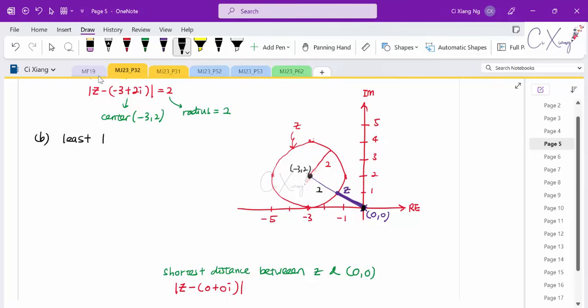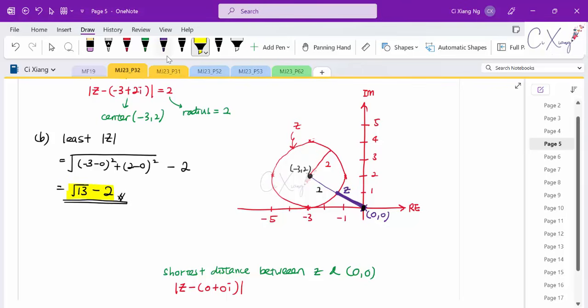So the least value of z will be equal to the distance between -3, 2 and 0, 0. So it should be the square root of (-3 minus 0) squared plus (2 minus 0) squared. So this is the long distance here. Then I want to minus the radius, which is 2. By right, you should get the answer square root 13 minus 2. And I want to keep my answer in the exact form, so this will be my final answer.